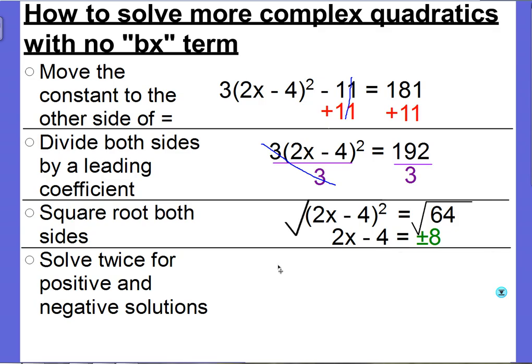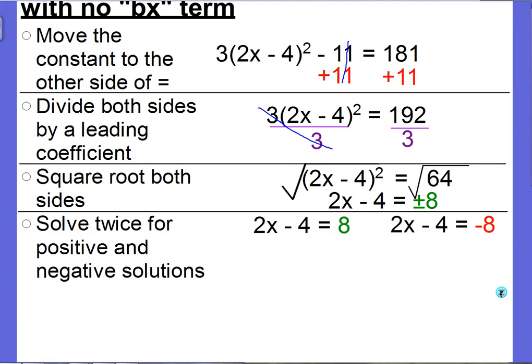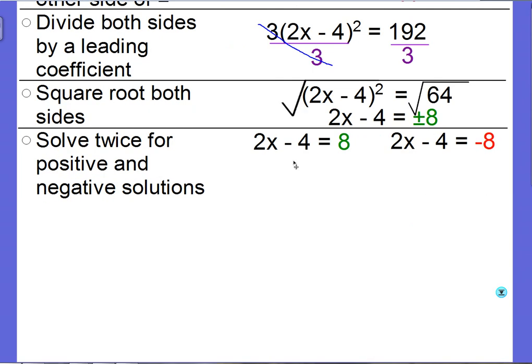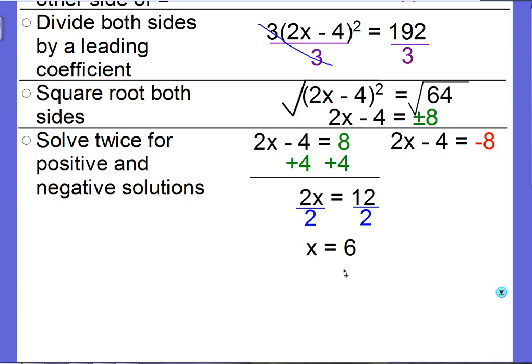Okay, so now I'm going to do 2x minus 4 equals a positive 8, and 2x minus 4 equals a negative 8. Move this down a little bit. All right, add 4 to both sides, and I get 2x equals 12. Then divide both sides by 2, and x equals 6.